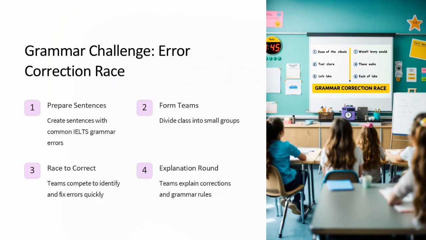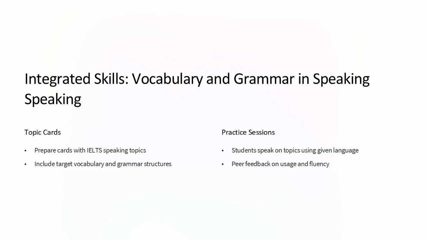The error correction race is a grammar challenge where teams prepare sentences, identify and fix errors quickly, and explain corrections and grammar rules. Integrating vocabulary and grammar in speaking involves preparing topic cards, practicing speaking on given topics, and providing peer feedback on usage and fluency.